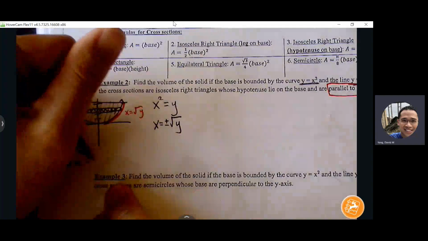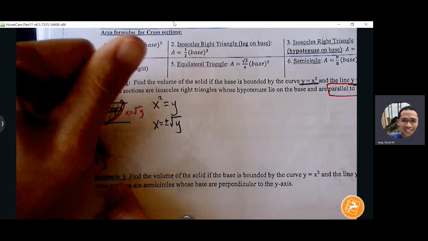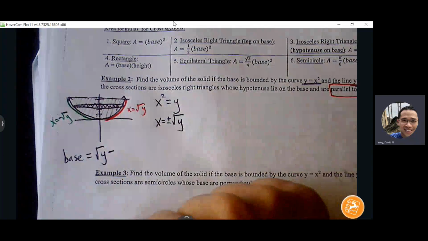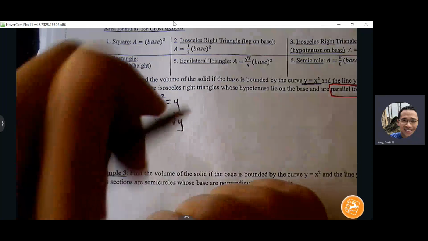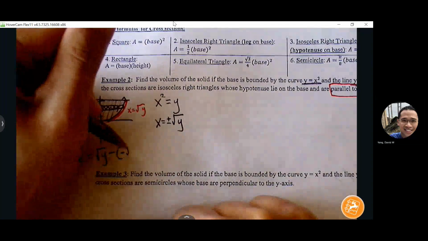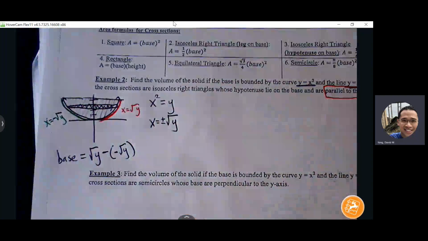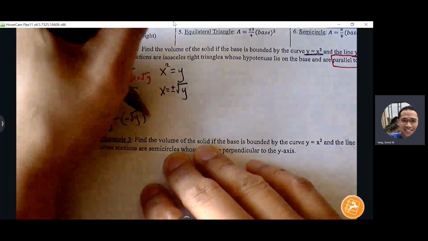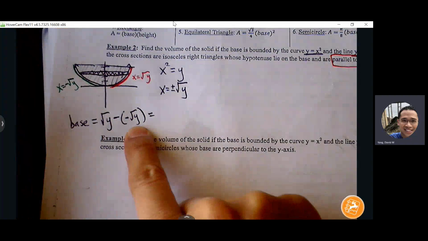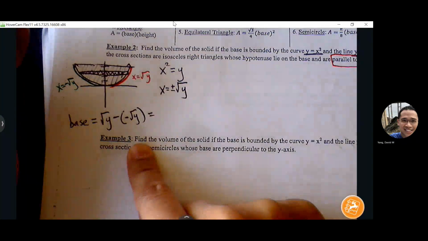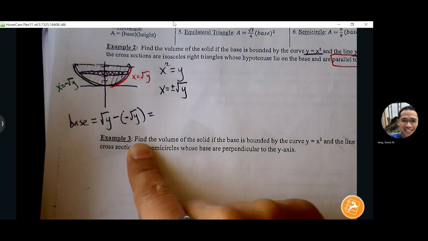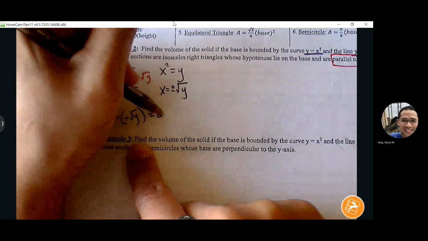Root y. Okay. Minus, what's the left endpoint of my base length touching? Negative root y. What's going to happen here? Yeah, so it's not going to cancel out, right? The negatives cancel out, but we're just going to end up with a positive what? Plus root y plus root y. Not 0. 2 root y.